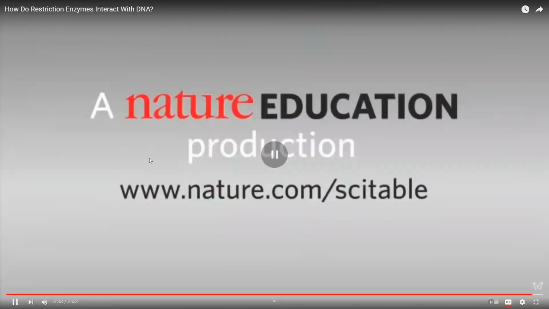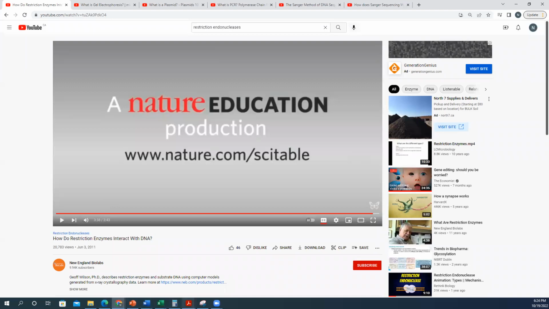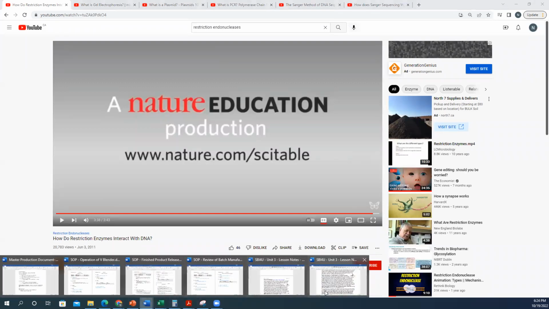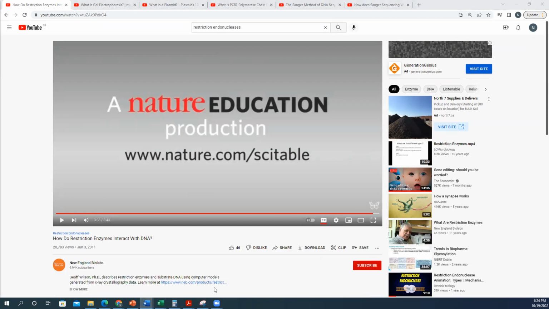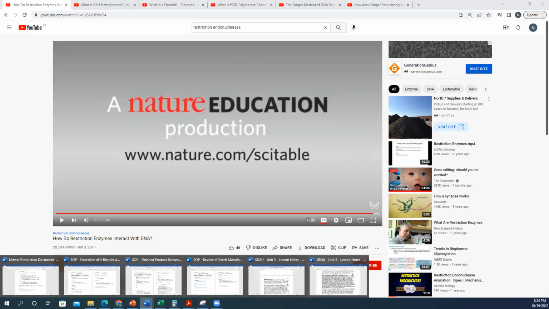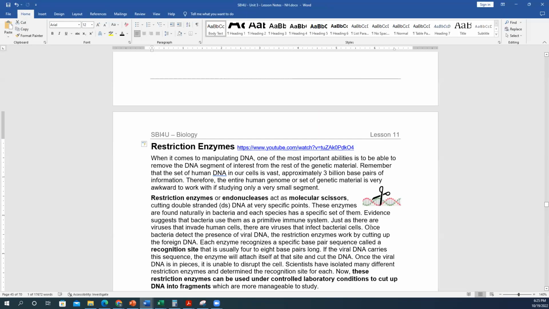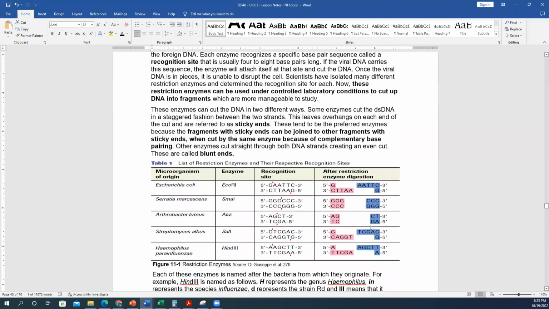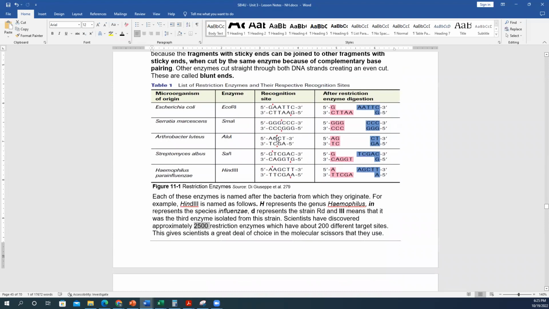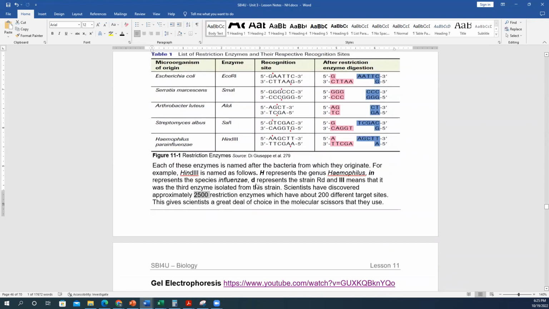Okay. So I just wanted to make sure we had an idea about that. And we can go back to our slides. So that was one example of these endonucleases.